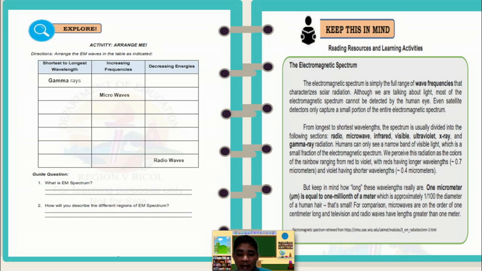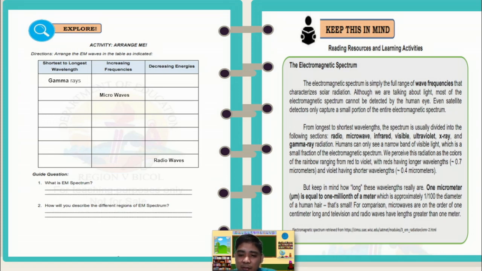So, I am suggesting that you continue watching this video, because after discussing this part, the electromagnetic spectrum family, you may go back to this table and complete it. The electromagnetic spectrum is simply the full range of wave frequencies that characterizes solar radiation. Although we are talking about light, most of the electromagnetic spectrum cannot be detected by the human eye. Even satellite detectors only capture a small portion of the entire electromagnetic spectrum.